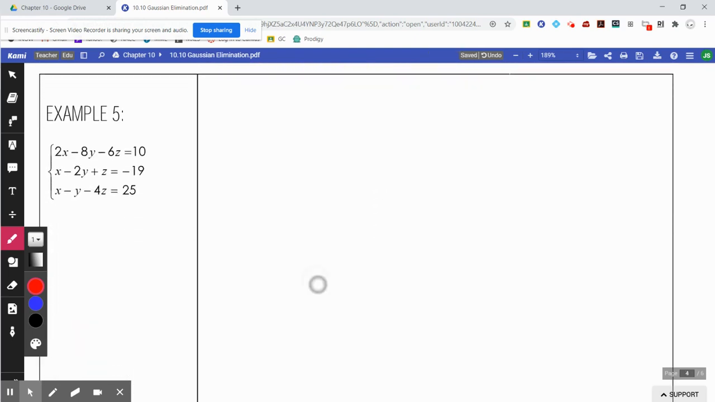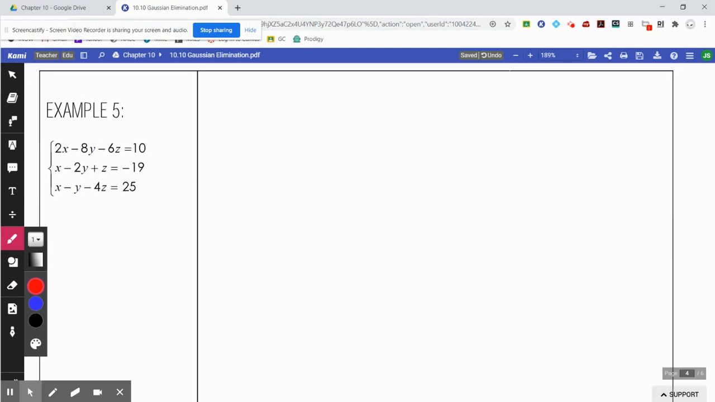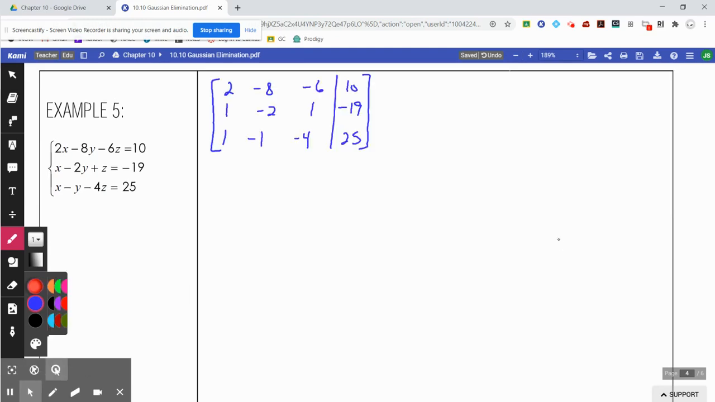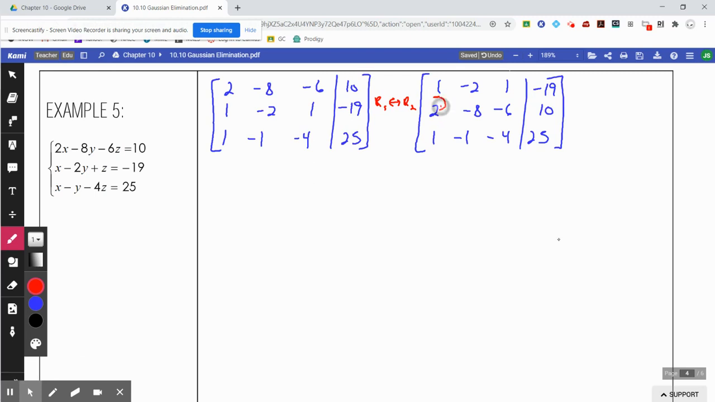The next one, example 5. Step number 1, again, write it as an augmented matrix. I'm going to go ahead and swap row 1 with row 2, just so I don't have to multiply by anything to get that 1 up top. Row 3 doesn't change, but I'm going to swap the other 2. Okay, now I'm going to use this tool, and I'm going to make everything below it a 0.